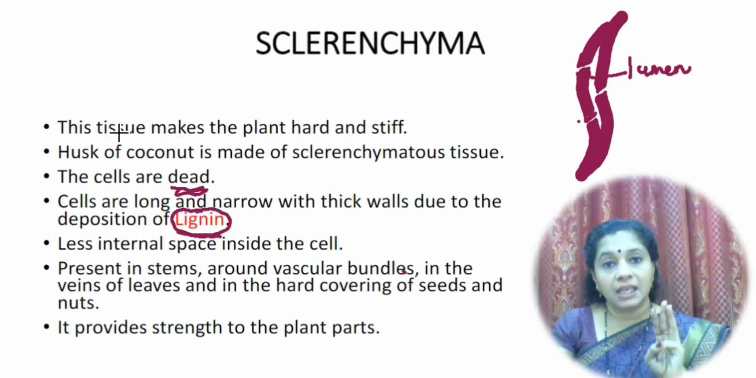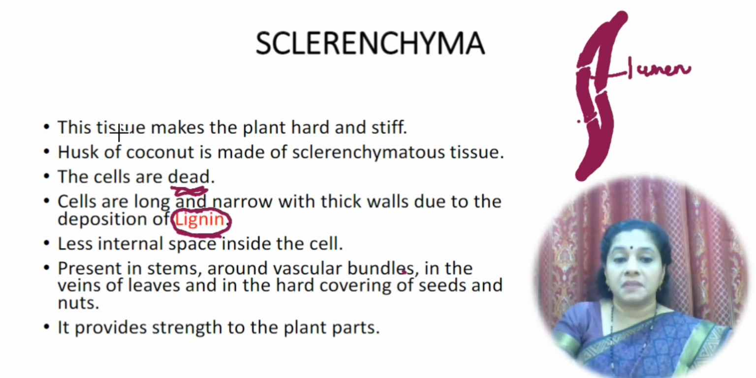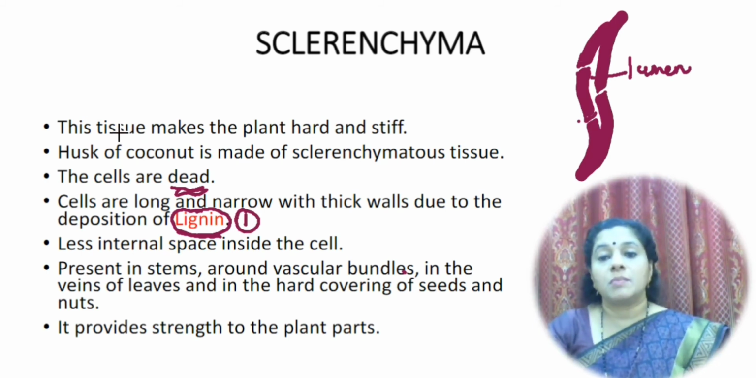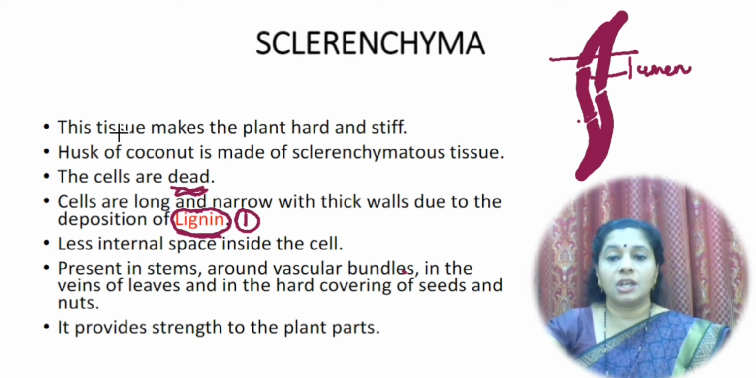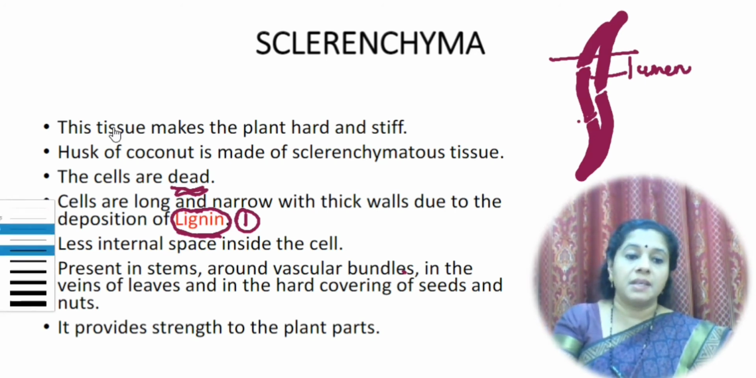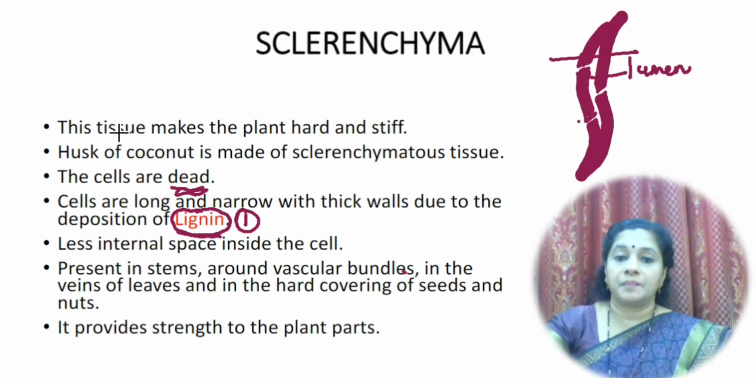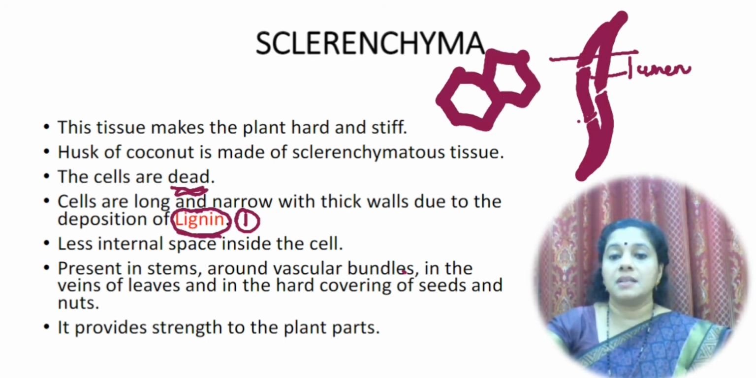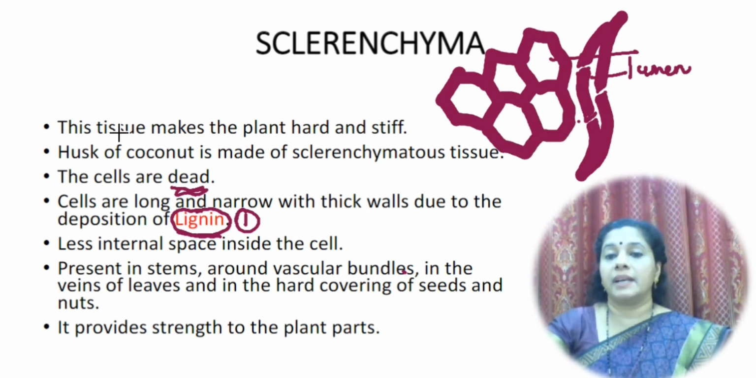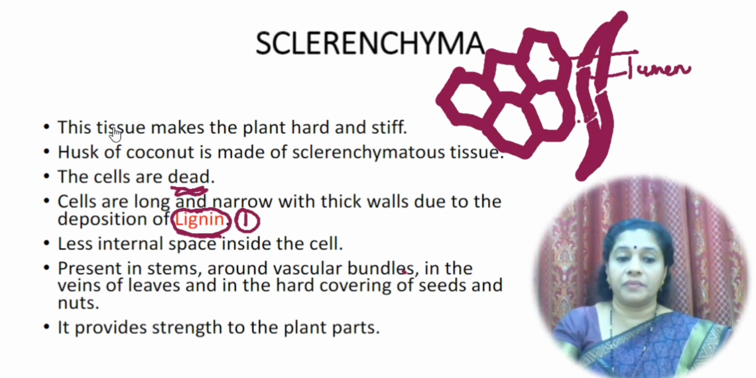We are going to study three chemicals in the plant tissues. The first one is lignin, which is making the cell wall of this sclerenchyma very thick. So if you take the cross section, means cut section of this, we will be seeing this way: hexagonal cells. So this is the cross-sectional view, and what I have drawn as a long fiber is the longitudinal or vertical view of this.